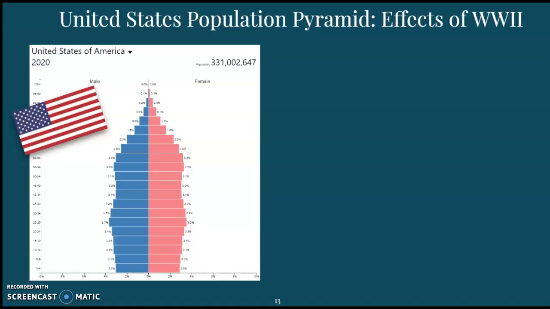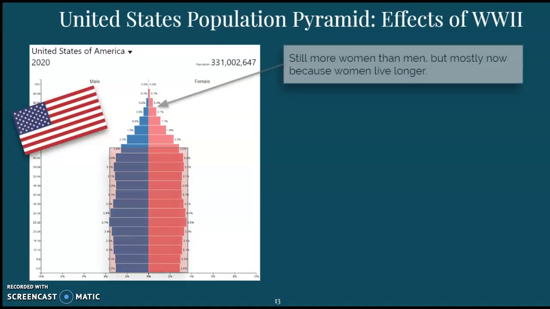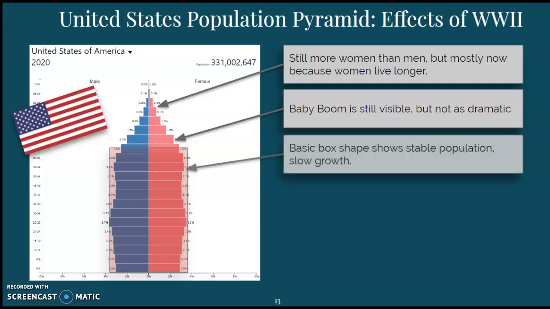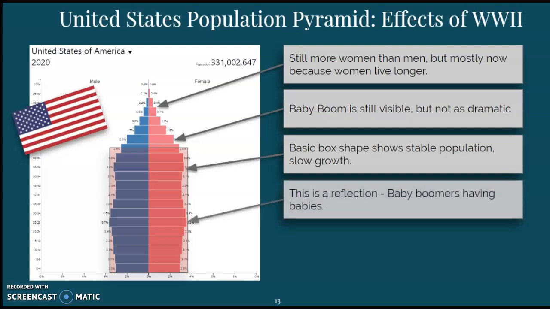And then if we move to 2020, you can still see a little bit of the war effects at the top. Not as extreme. The baby boom is still visible, but not as dramatic. And the basic box shape shows a more stable population and slow growth.